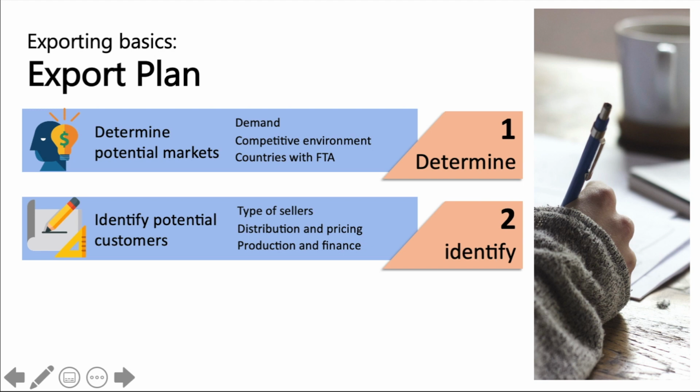And you have to know the distribution and pricing, wherein you need to specify the distribution channels of your product. In terms of pricing, you have to know the duties and taxes, shipping cost, and marketing cost, because these actually impact the profit margin. And also, one thing that you need to consider in production and finance is your capability.